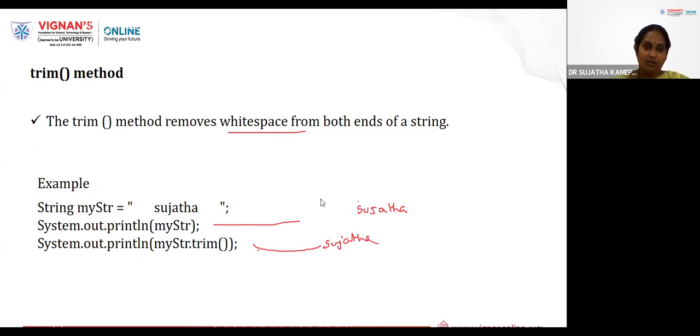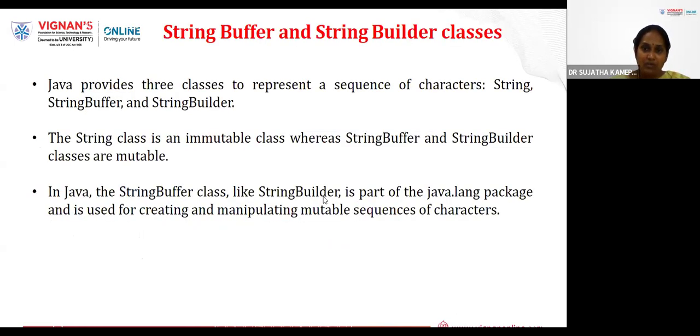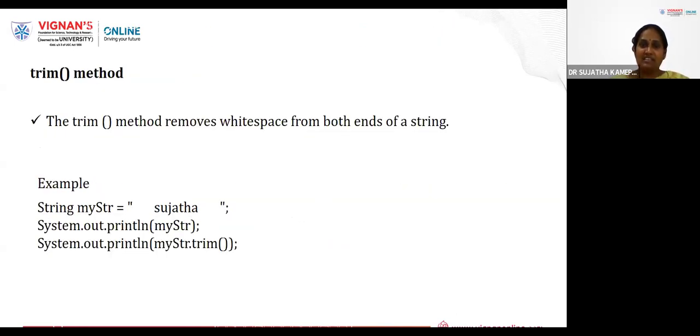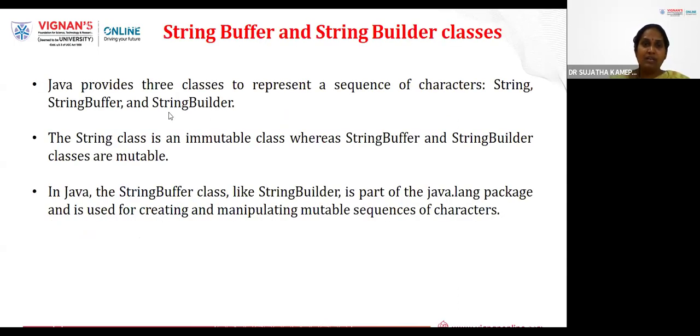Now, these are all the methods that I have for doing various manipulations on string objects. Now here we already know that Java provides three classes: String, StringBuffer, StringBuilder, and in addition to these three, one more class is also there, StringTokenizer. I already talked about the String class. Now we will discuss the StringBuffer and StringBuilder classes.